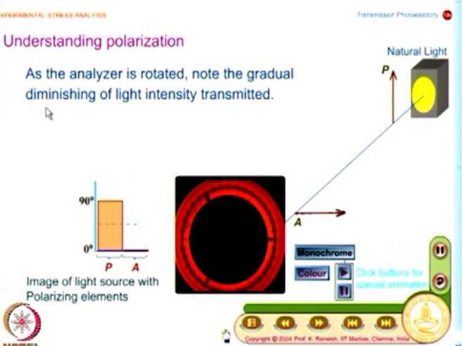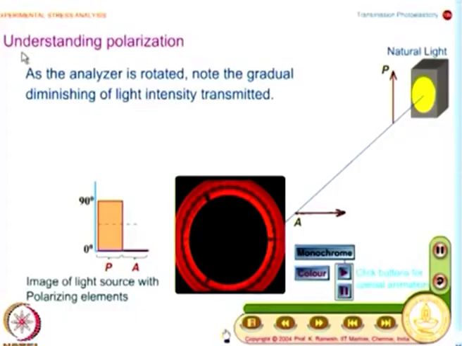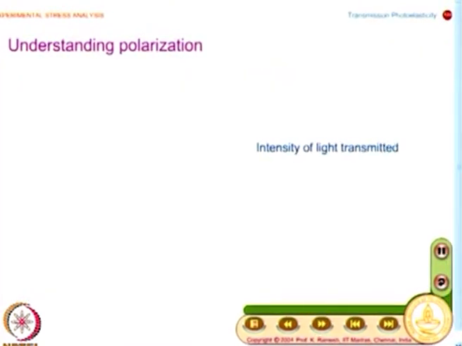So, as the analyzer is rotated, note the gradual diminishing of light intensity. We have understood what polarization is. Now you have some forms of 3-dimensional movies, where they give you a special filter to see them. There are different ways of doing it, and one way is with polarization optics, and we will summarize these results.